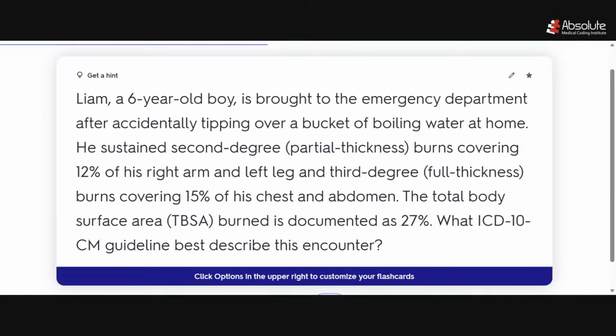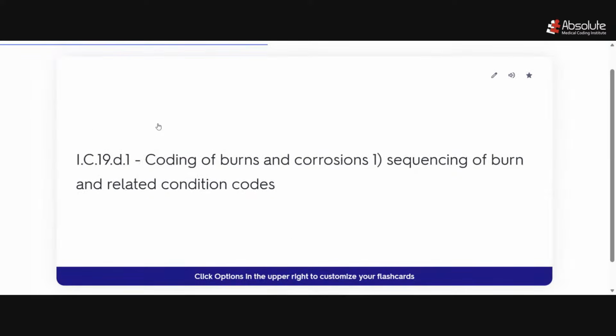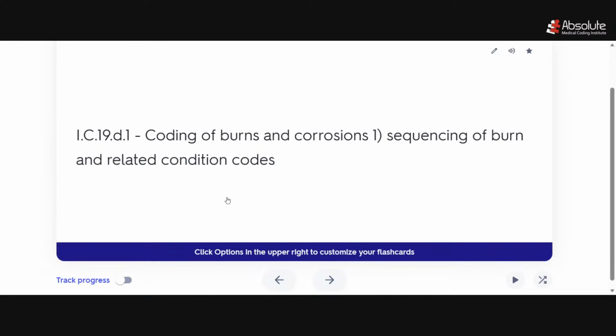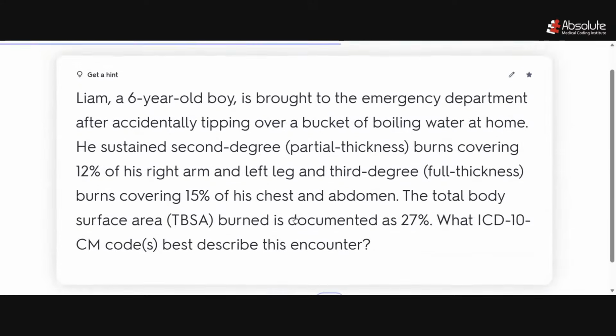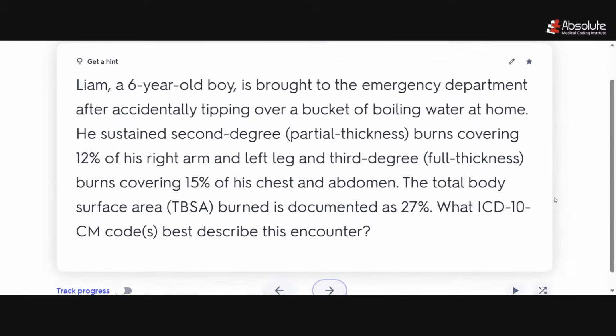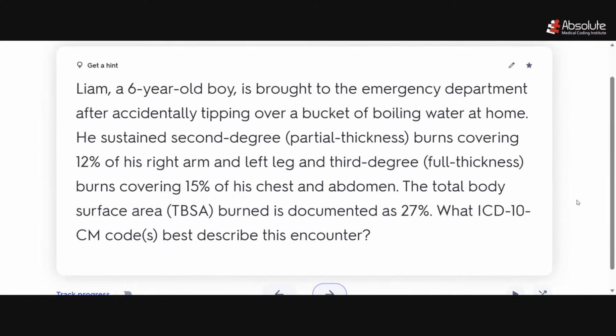Okay, that is time. So the guideline that I am choosing to help find the codes for this scenario is going to be, again, from chapter 19, specifically IC19D1, which is going to be coding of burns and corrosion, specifically sequencing of burn and related condition codes. So if you got that one right, amazing job.